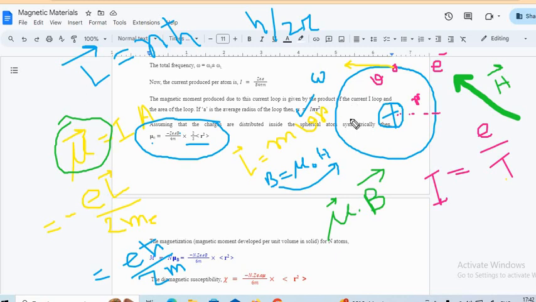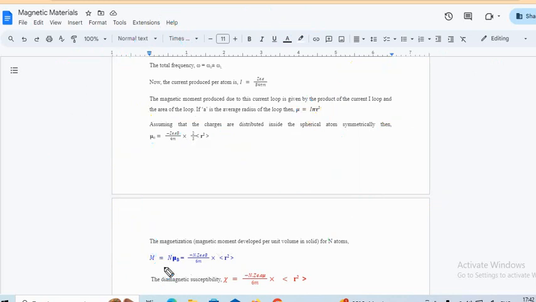Now if you have n number of moments in the system, so n number of atoms, you can just think about it. The total moment in the system will simply be given as N into mu. So the total magnetization is given as N into mu.